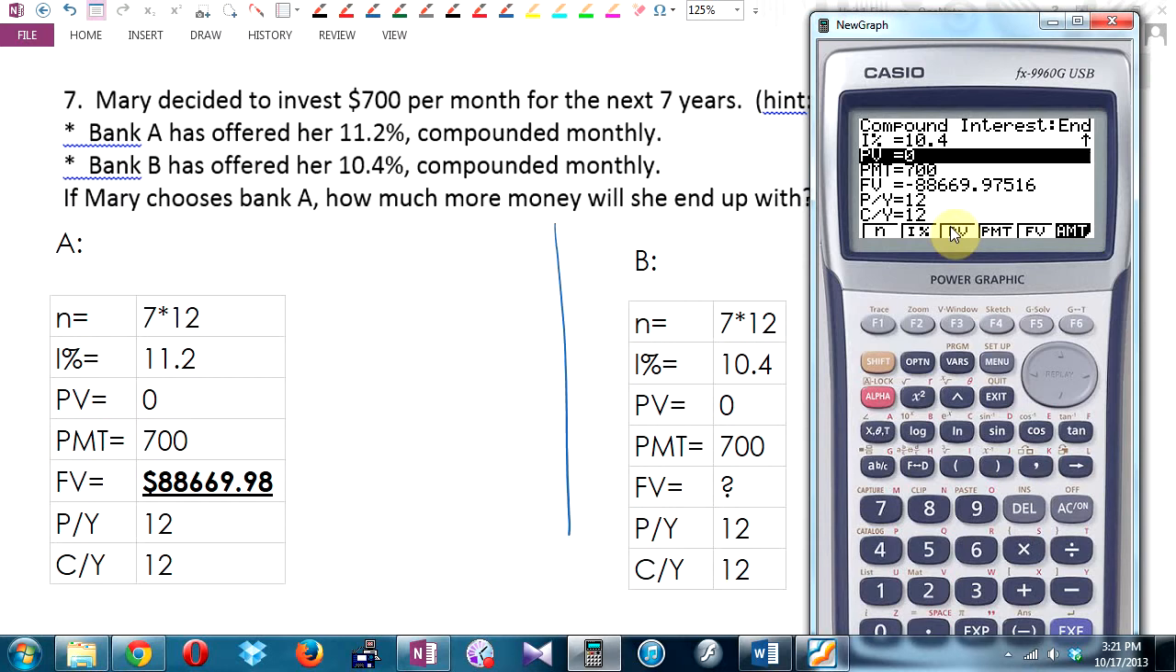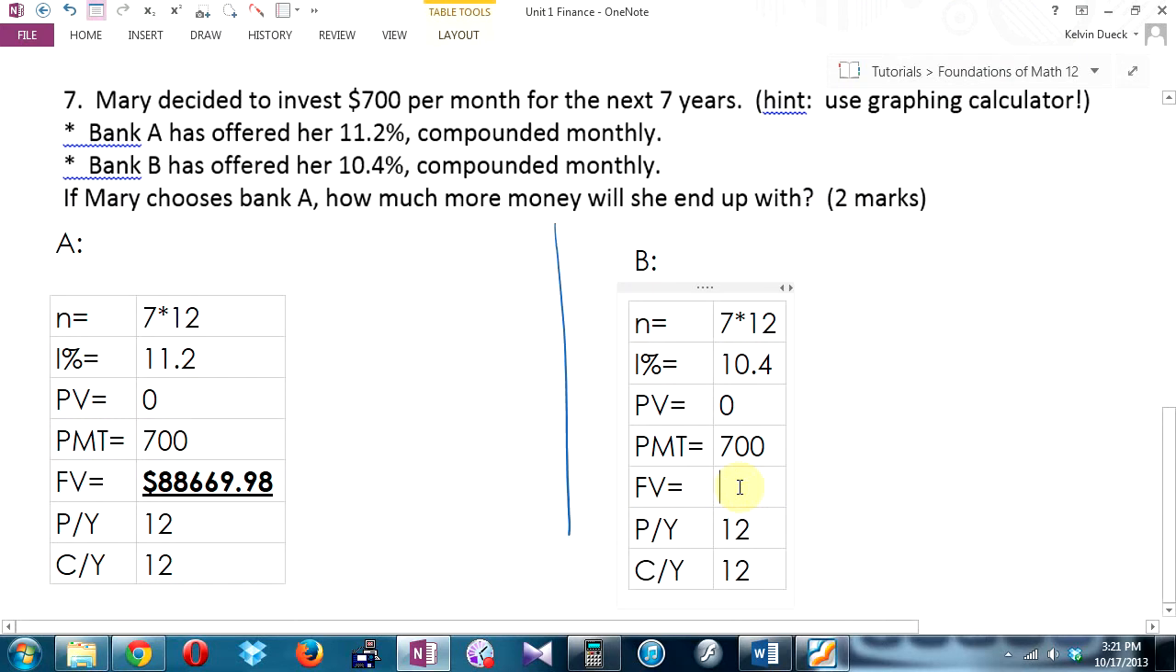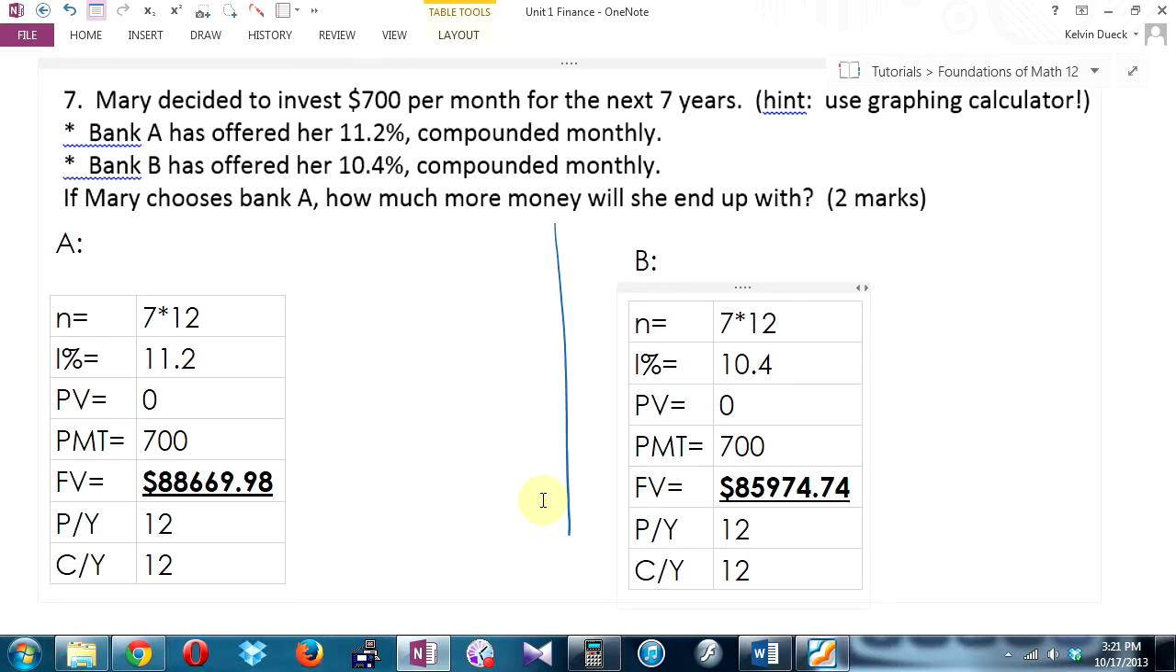10.4, new final value. I'm getting 85,974.74 in the second loan, I think. Now I haven't answered the question yet. They want to know how much more she made in loan A than loan B. So whatever 88,669.98 take away 85,974.74 works out to, that's how much more she made.